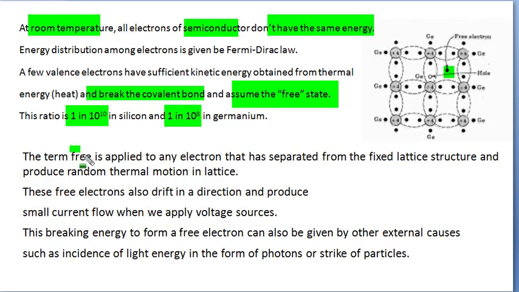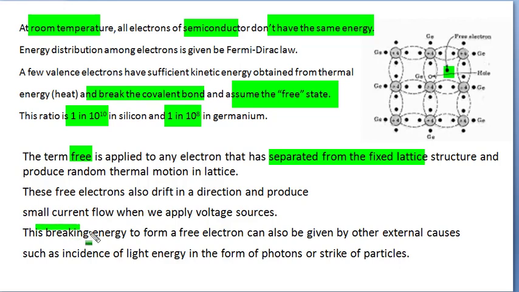The term free electron is applied to that electron which has separated from its fixed lattice position, as this one from this position. This free electron will have a perfectly random motion due to thermal agitation, where it won't contribute in any charge transfer, but when you apply external voltage then it starts drifting in a particular direction and conducts charge and produces electric current.